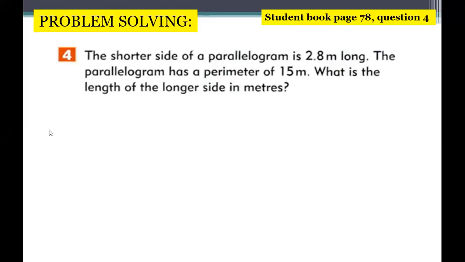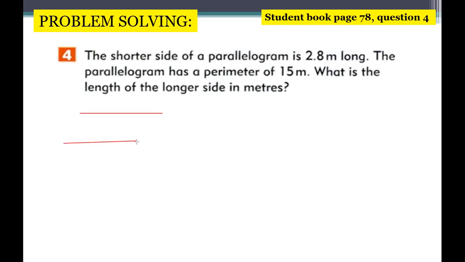Also, in your textbook, student book, page 78, question 4. Find the shorter side of a parallelogram, which is 2.8 long. A parallelogram is like a rectangle, but it will be slanted like this. I'm going to show you so that you will understand what a parallelogram is. This is also a quadrilateral. Remember, a quadrilateral has 4 sides. So this is a parallelogram.